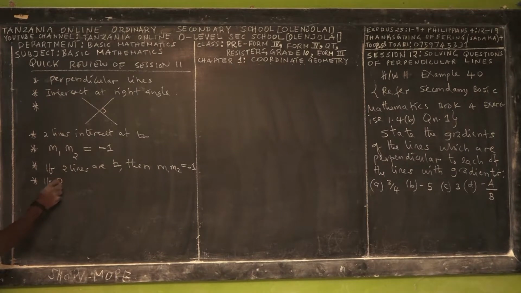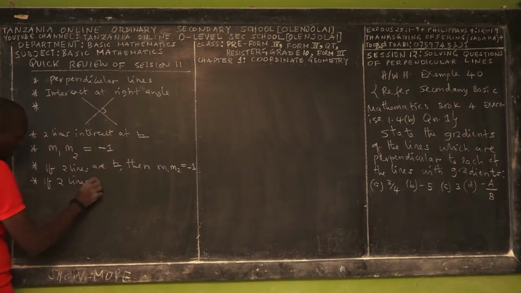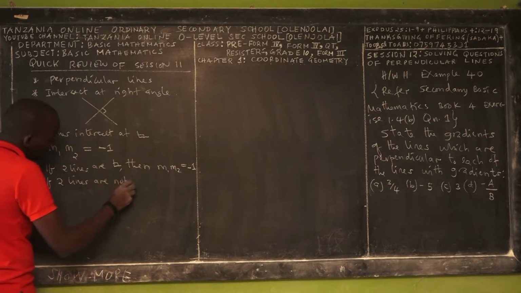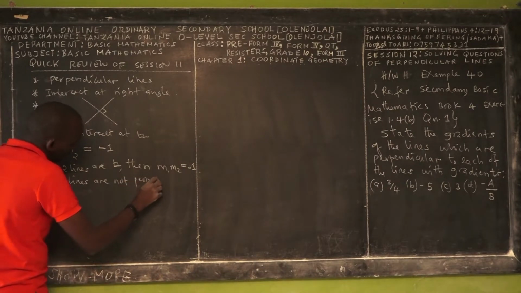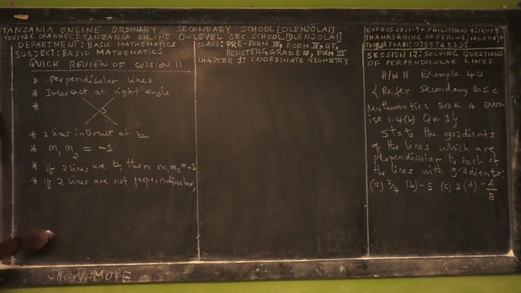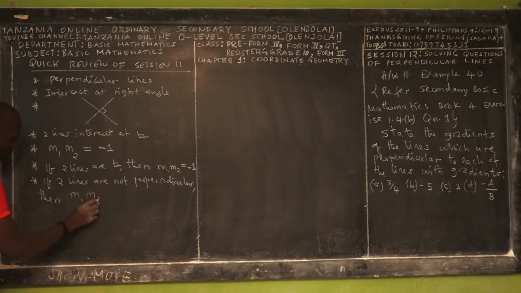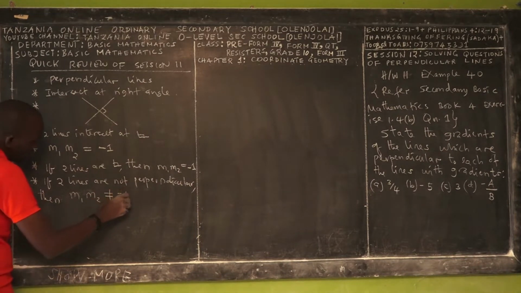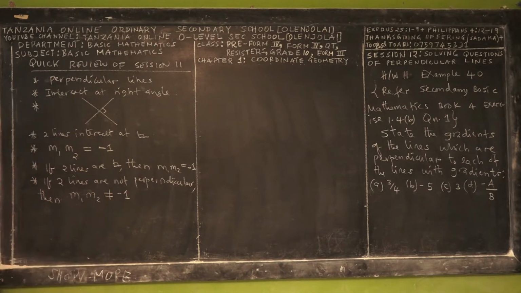We say that if the two lines are not perpendicular, then what? Then gradient 1 times gradient 2 won't be equal to -1. That is the concept that you have to remember. So it will be equal to something else.